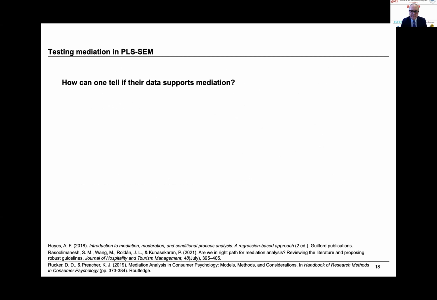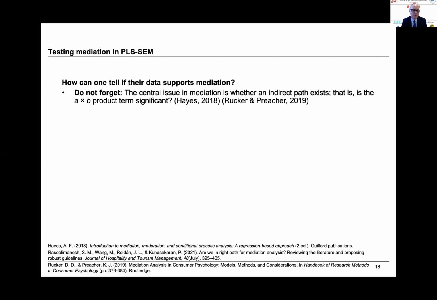Next, we will address the topic of testing mediation in PLS-SEM. The question is, how can one tell if their data supports mediation? Firstly, don't forget, the central issue in mediation is whether an indirect path exists. That is, is the A times B product term significant? That's the key. According to Roldán et al. 2021, we can distinguish two types of mediation analysis methods.